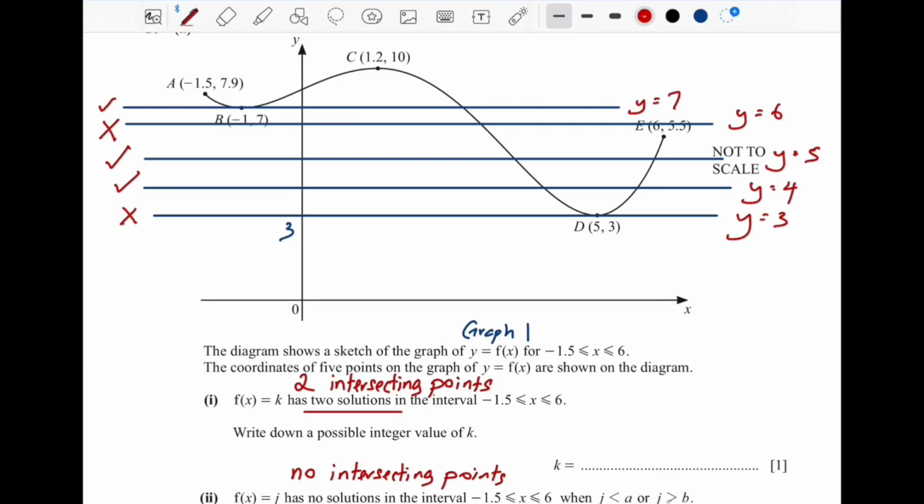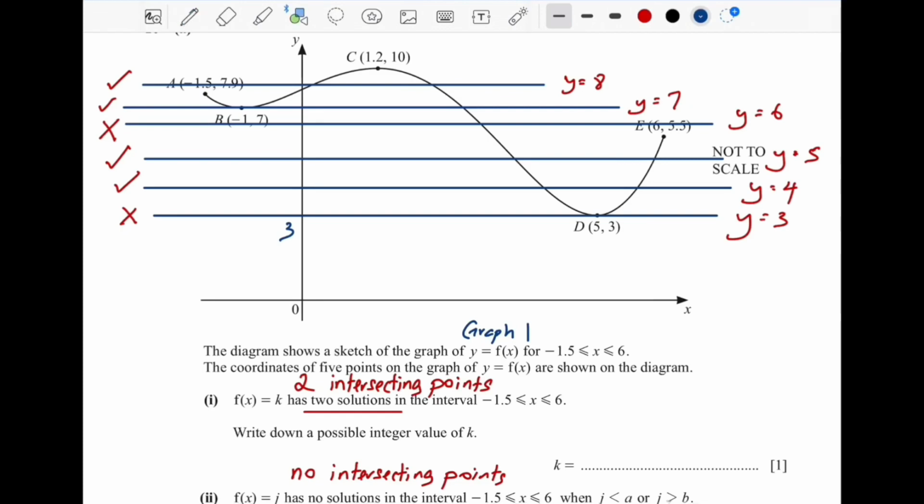Next one, y equals 8. Lower than point A because point A is 7.9. y equals 8. 1, 2, 3. Oh no, it should be higher than 7.9, right? I'm sorry, 8 should be higher than 7.9, maybe probably somewhere here. 1, 2, okay, just 2. So y equals 8, yes.